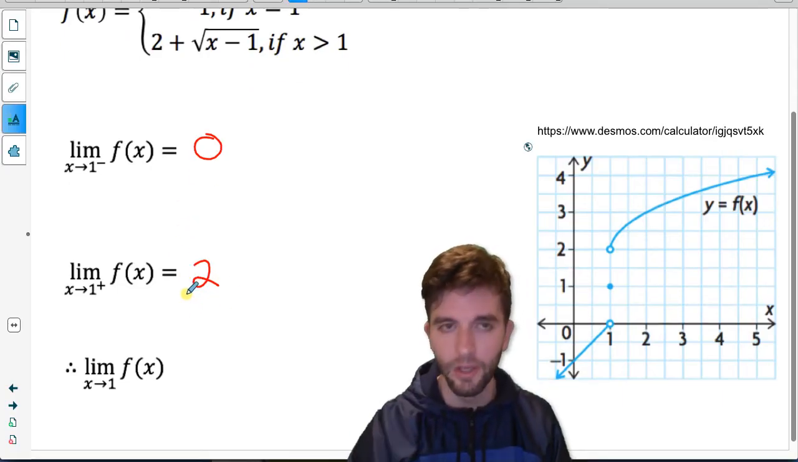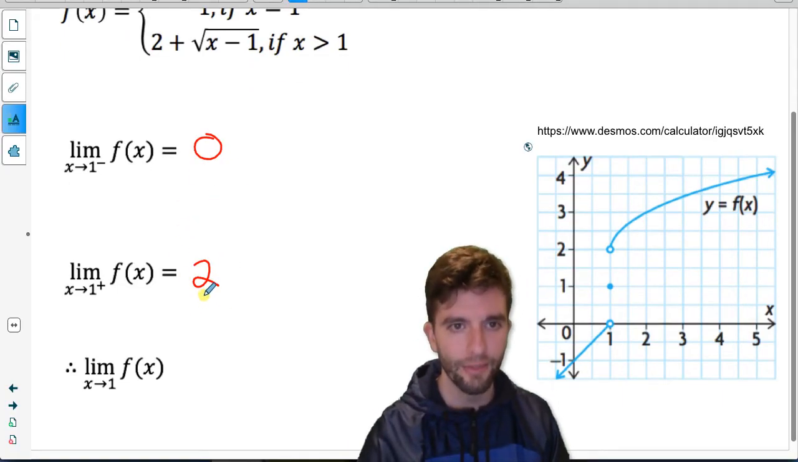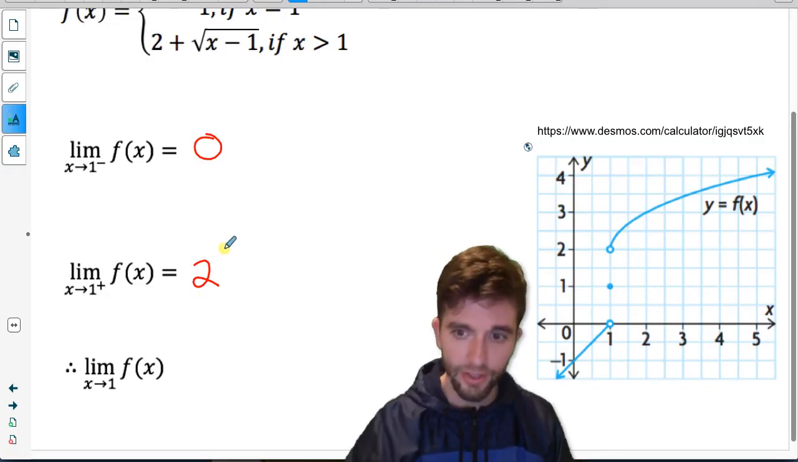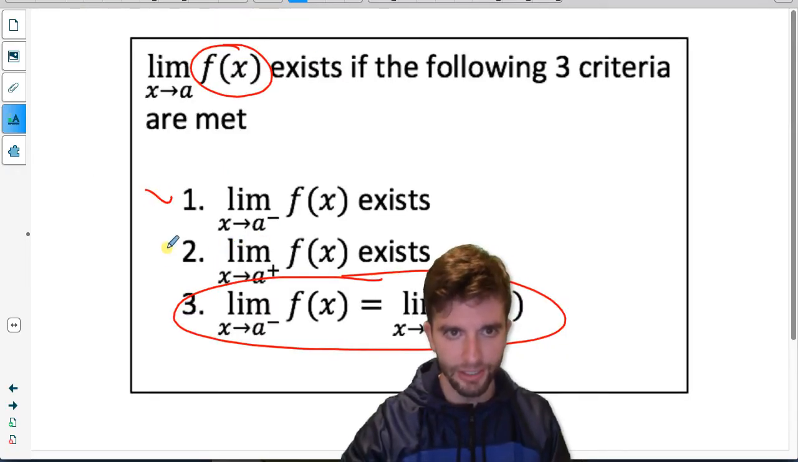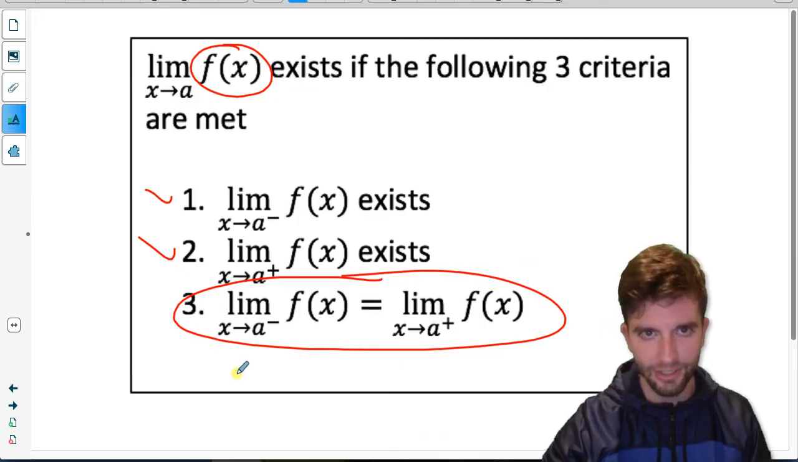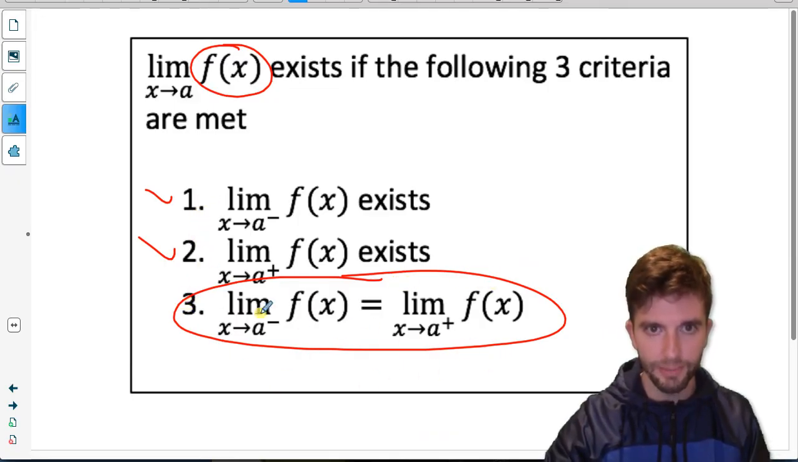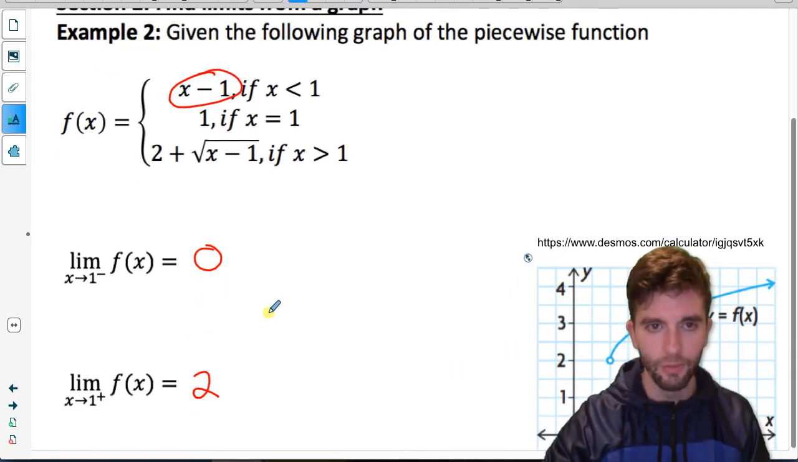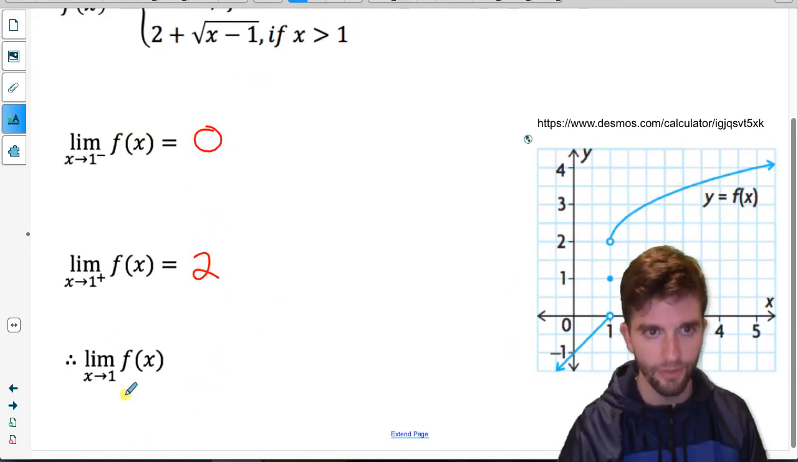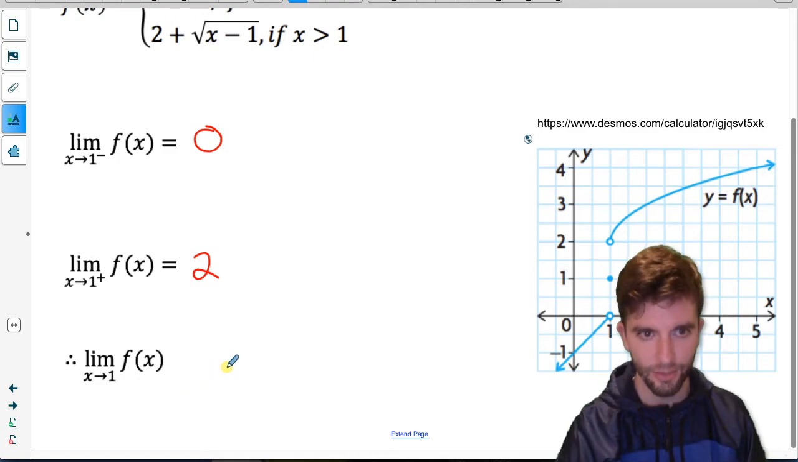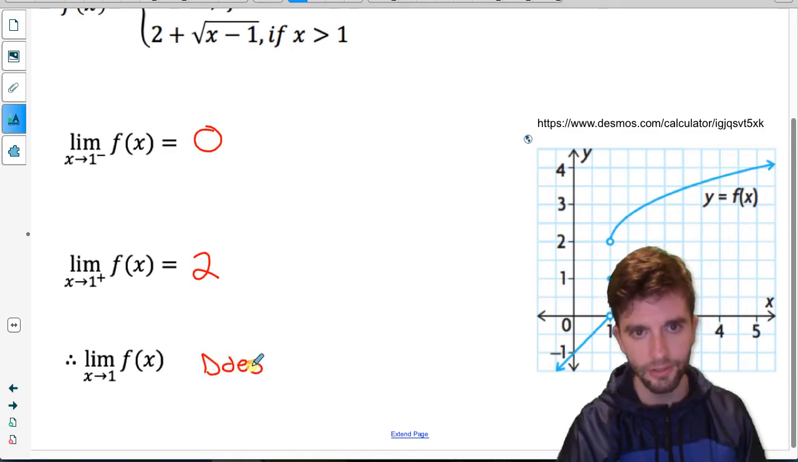So since the limit from the left and the right both exist, we've met the first two conditions here. But the third condition says the limit only exists if not only do the left and right limits exist, but they're also equal to each other. Well, 0 and 2 are not equal to each other. So we say the limit of f of x as x approaches 1 does not exist.